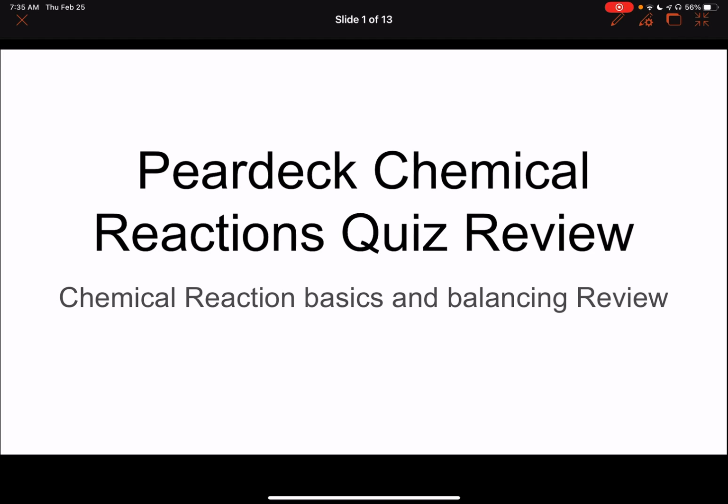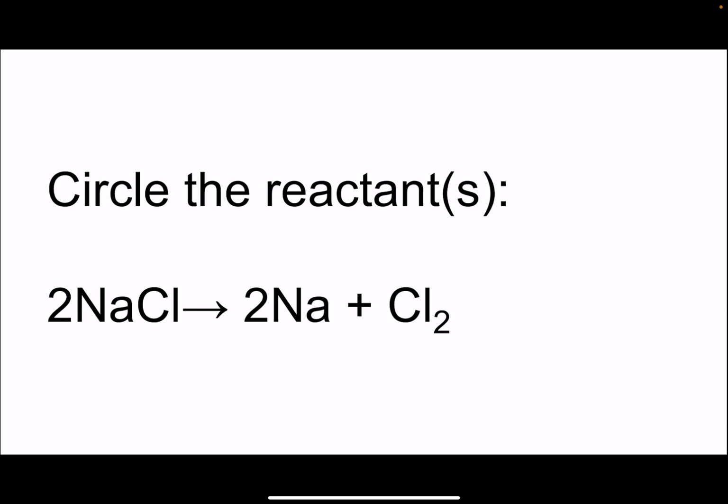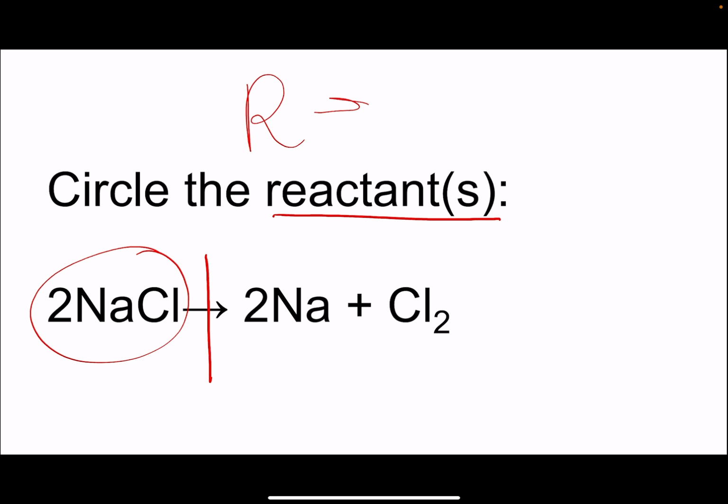Okay, in this video, we're reviewing our Peardeck chemical reactions quiz review. You will have the quiz the next day that we work on this. The first question says circle the reactant. So always find your yields arrow, and you'll see that your reactants are going to be on the left side. Remember, our reactants actually point to our product. So we'll see we just have one reactant in this equation.